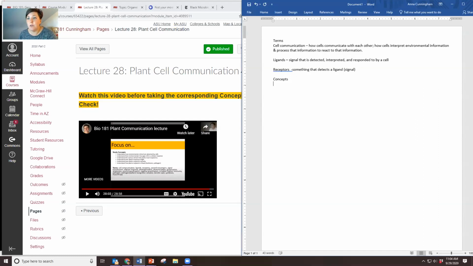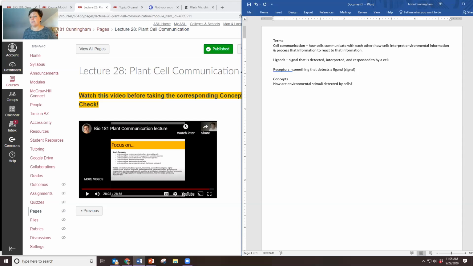For the concepts, what I would recommend doing is rewriting them as questions. For example, the first concept is understand how environmental stimuli are detected by cells. I would say, how are environmental stimuli detected by cells? Then try your best to answer it in your own words without looking it up, without using the textbook. Another really important thing is that these concepts and terms are taken from the lectures we give, so you should be able to use the information presented in that lecture to answer this.